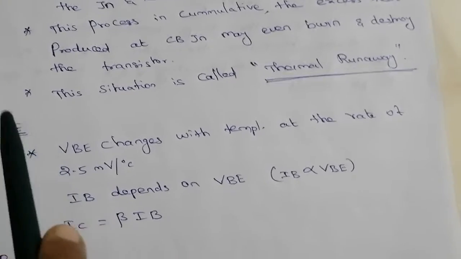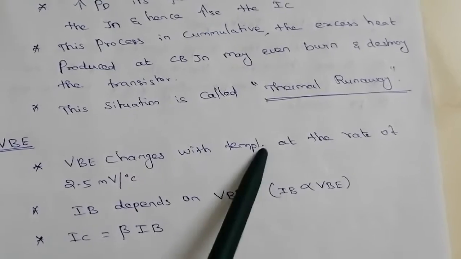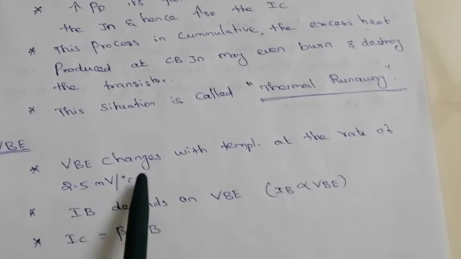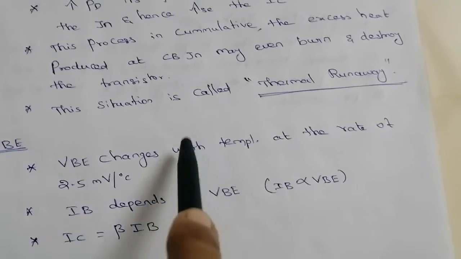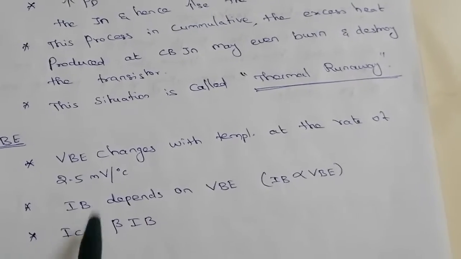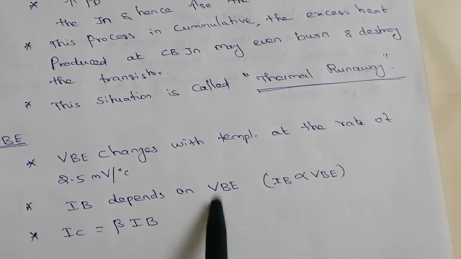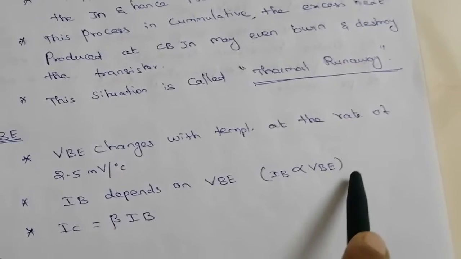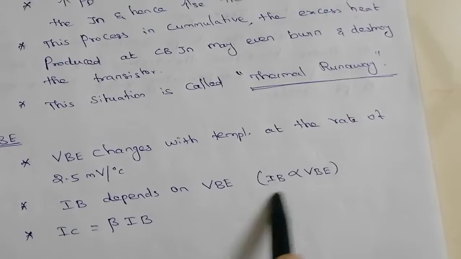So actually these transistor parameters are temperature dependent. If we increase the temperature, VBE changes at the rate of 2.5 millivolt per degree Celsius. What is meant by that sentence is, if we increase the temperature, it automatically increases the base emitter voltage. So already we know the base current depends on base emitter voltage. It can be written in the equation IB directly proportional to VBE. So if VBE increases, automatically the base current increases.